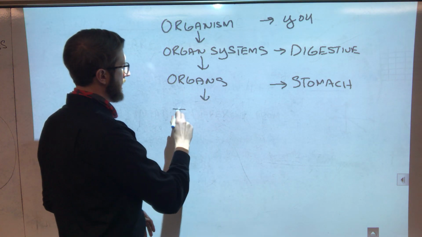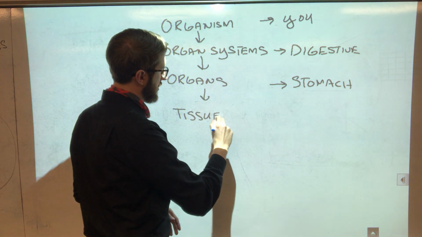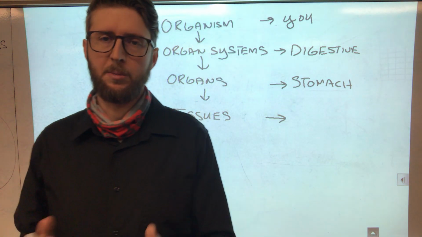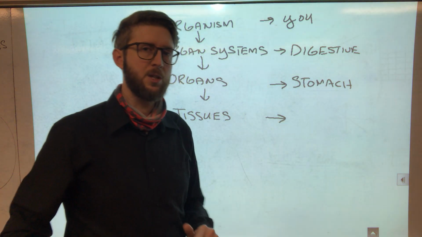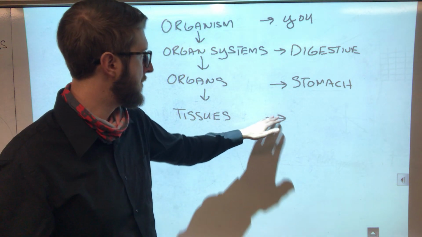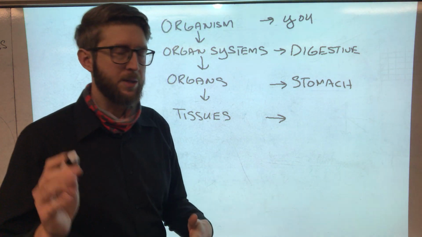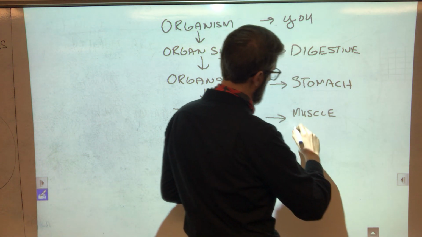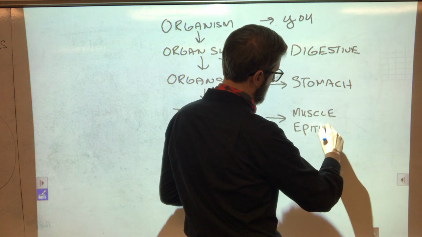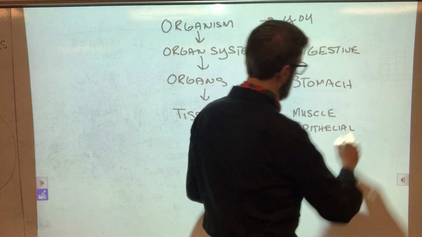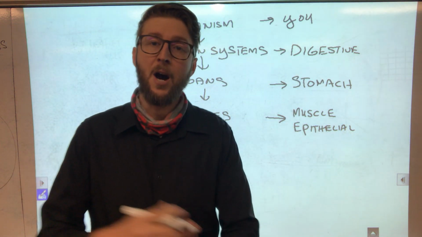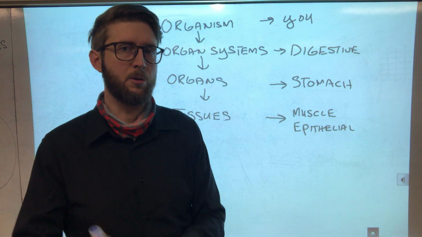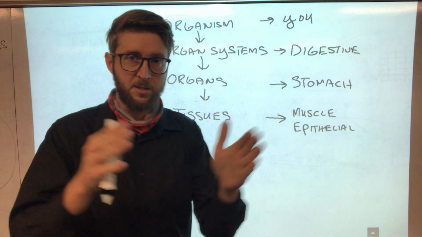Organs are made up of tissues. Now, there's four different kinds of tissues that make up the human body. There's a couple of different kinds of tissues that make up the stomach, but they all work together. There are muscle tissue and epithelial tissue. Epithelial tissue is like outer tissue that covers the outside of something or surrounds the outside of something or forms a barrier between that thing and something else.